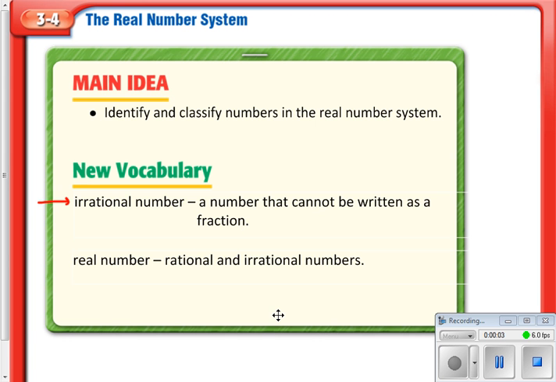3-4, the real number system. Today we're going to identify and classify numbers in the real number system. The big one here today is irrational numbers. An irrational number is a number that can't be written as a fraction.